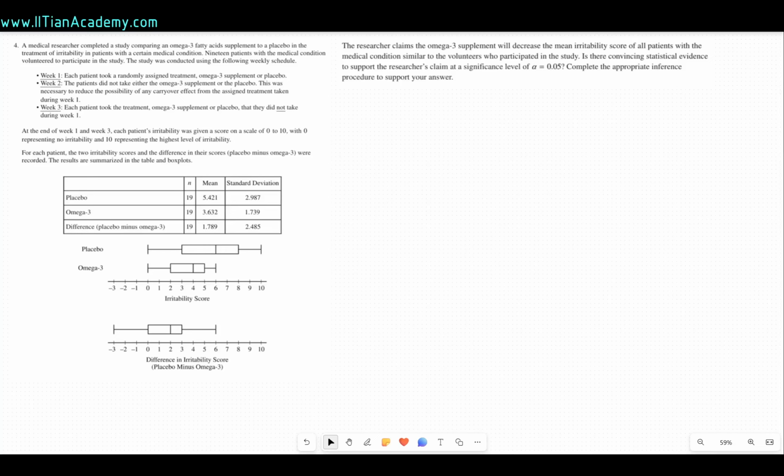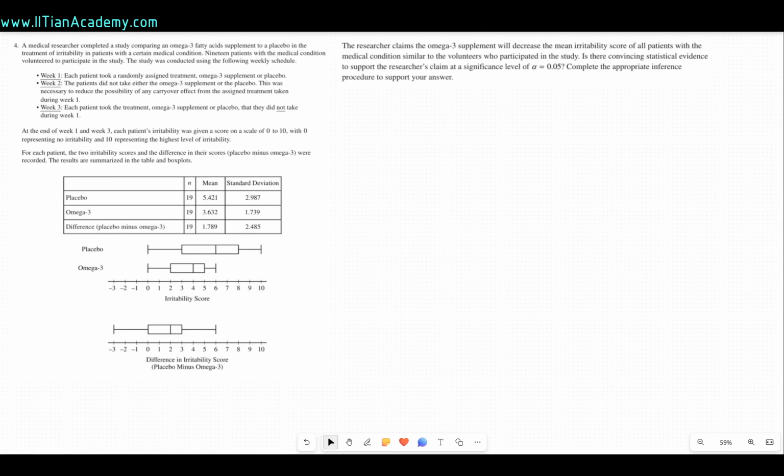So in question 4, we have a medical researcher who completed a study comparing an omega-3 fatty acids supplement to a placebo in the treatment of irritability in patients with a certain medical condition. We have 19 patients who took both of these medicines, and they recorded their data. They rated their irritability on a score of 0 to 10.